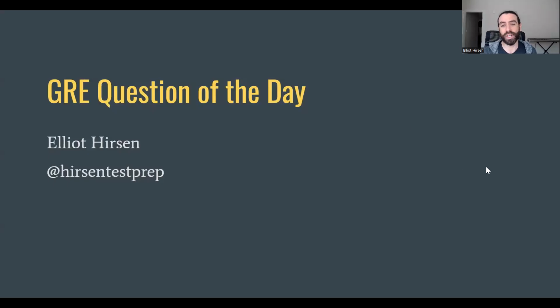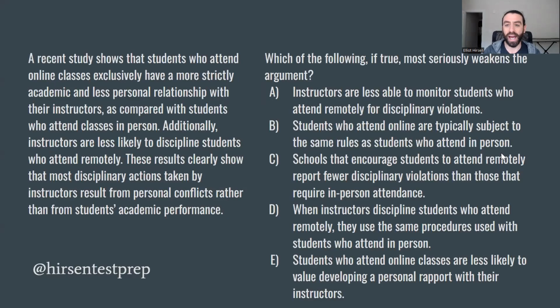This is Elliot with your GRE question of the day, and we're going to be taking a look at a paragraph argument example today. Before you give this a shot, let's remember the first thing is we're going to identify that question type. So we'll read that question stem first. It says, which of the following, if true, most seriously weakens the argument?